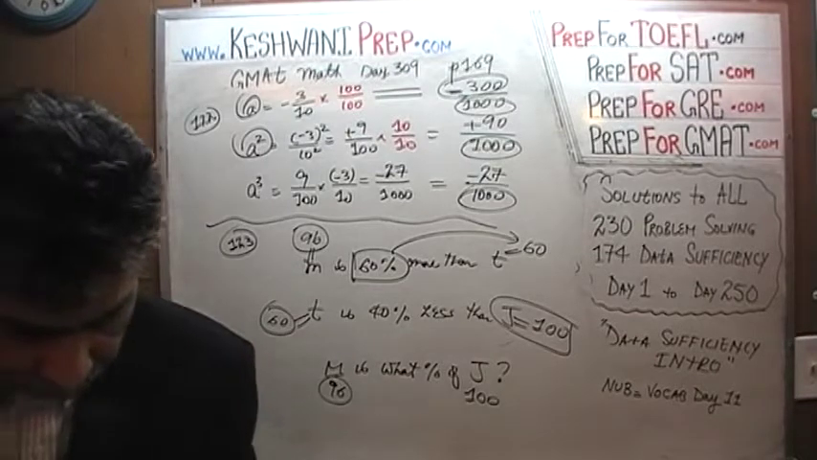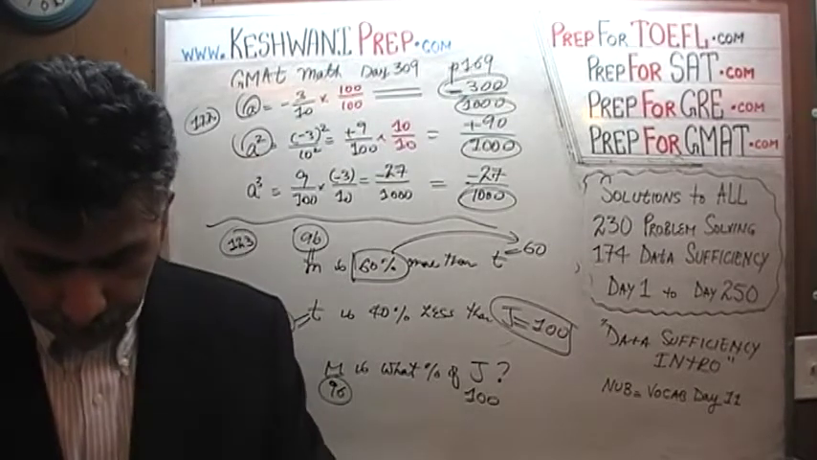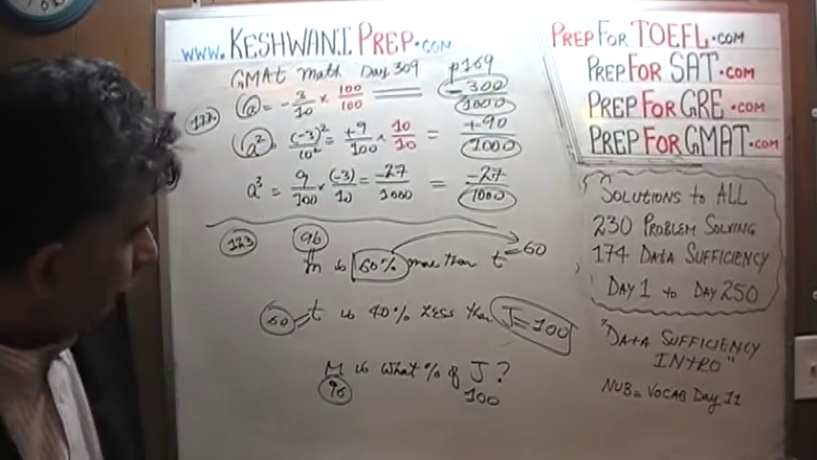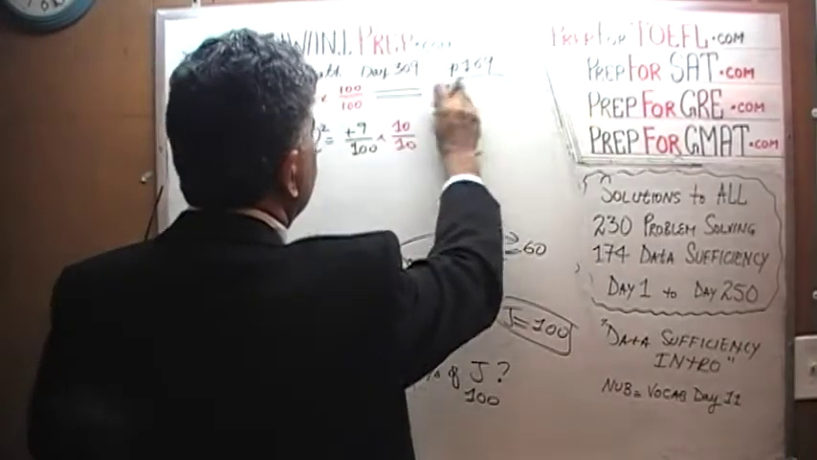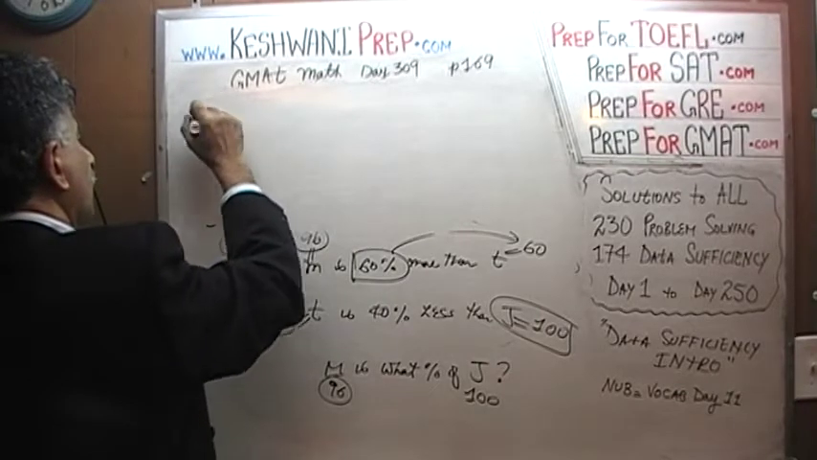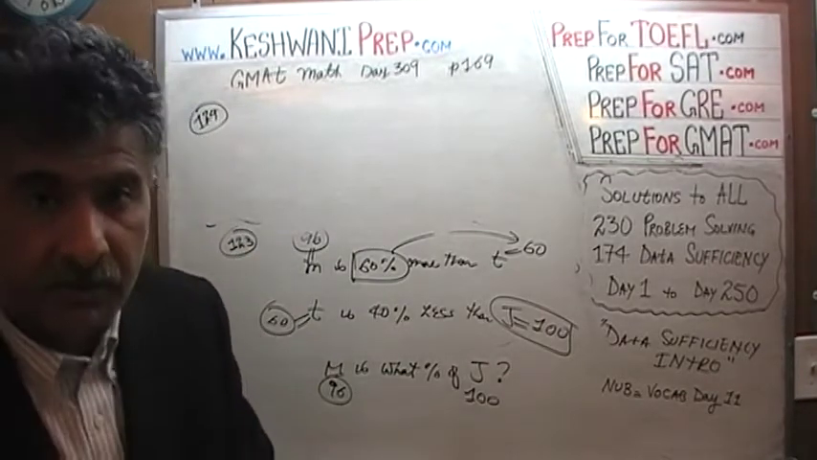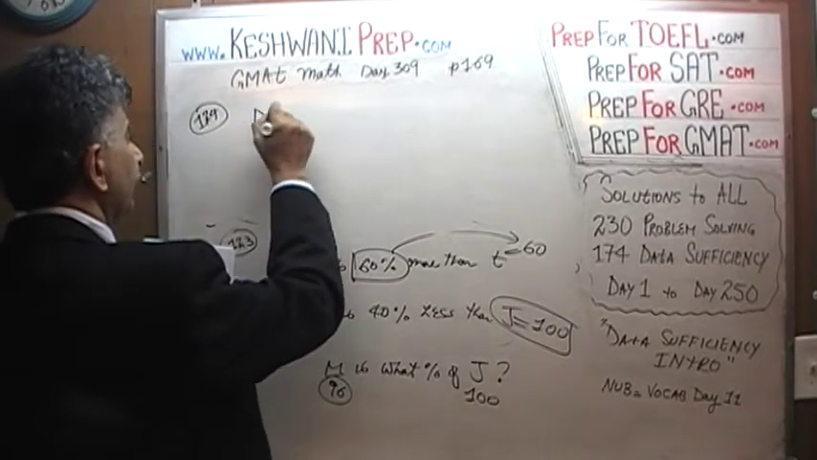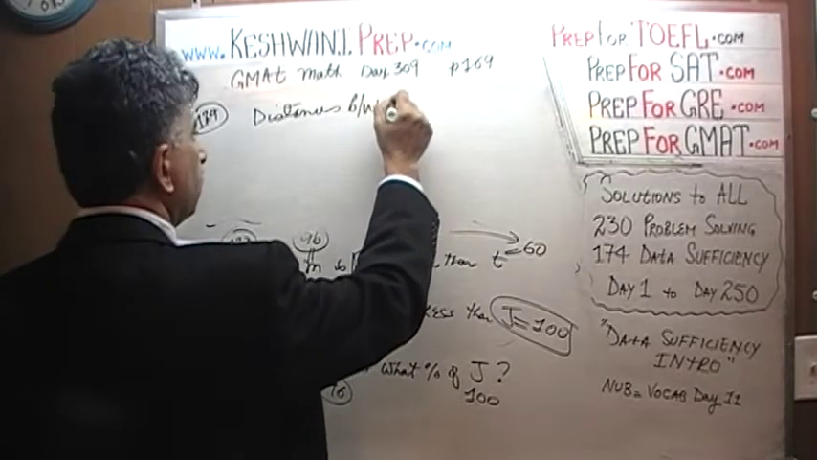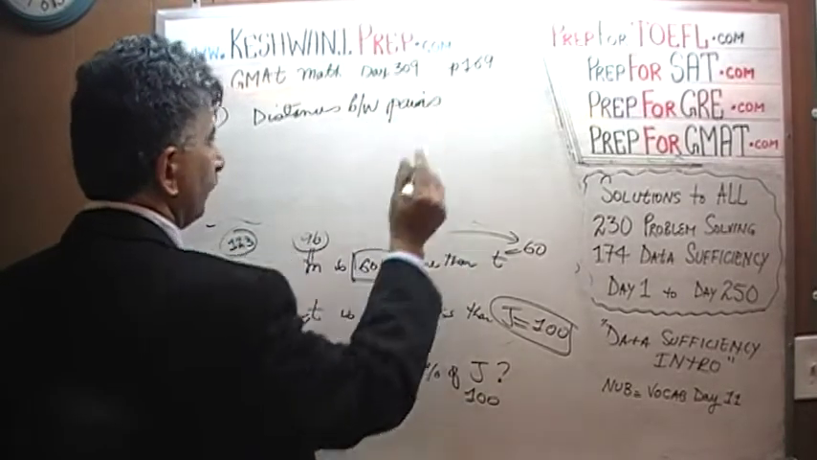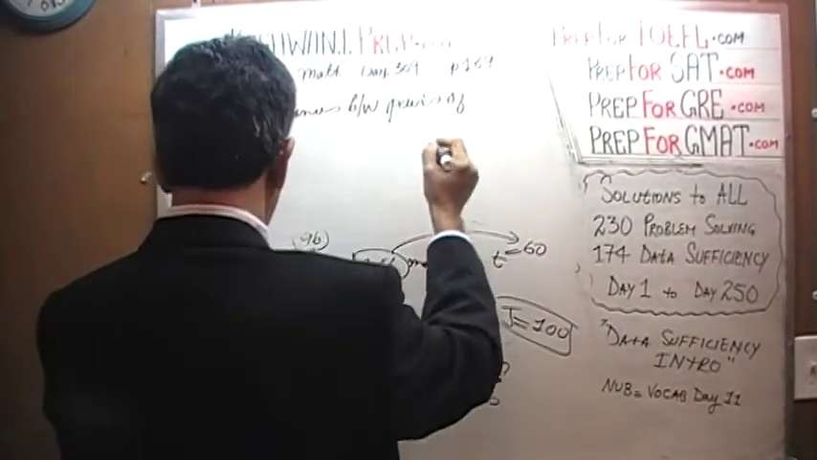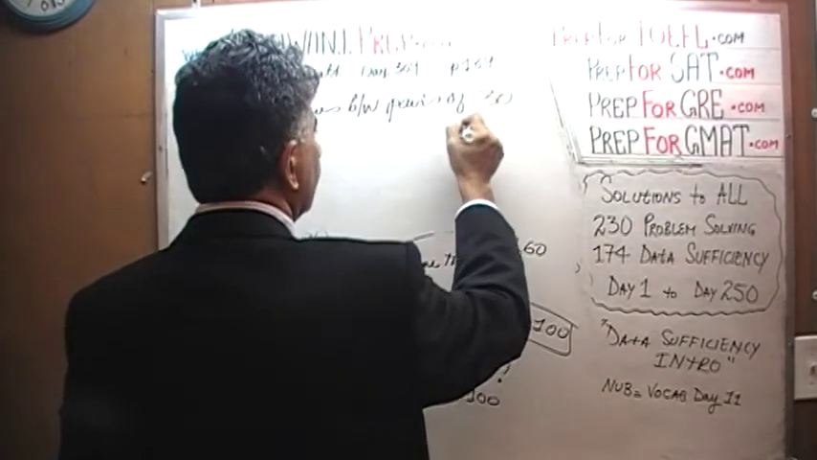124. Number 124 is a little tricky, so we have to pay attention. In 124, what we are given are distances between pairs of 30 series.